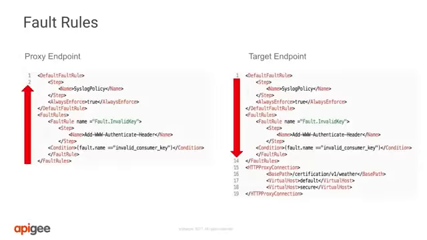A proxy can have multiple fault rules which are executed conditionally. When there are multiple such fault rules, the conditions are evaluated in the reverse order, that is, bottom up for proxy endpoint, whereas it evaluates top bottom in the target endpoint. Default fault rule is the catch-all fault rule which gets executed when no fault rule is executed. We will be covering fault rules later in detail.